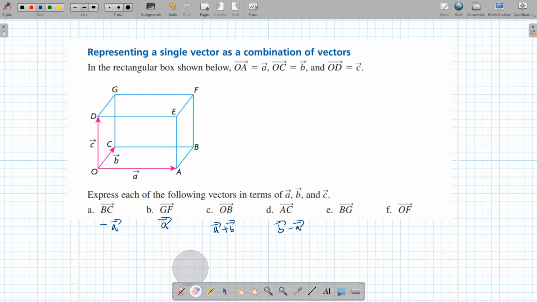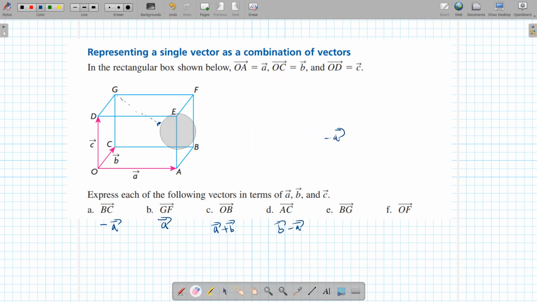BG. B to G. Okay, so we start here. I'm going to go all the way up there. Okay, that way. What is it made up of? It's made up of two different things. BF plus FG. Correct. What's BF? C. Yes. What's FG? Negative A. That's perfect. Negative A.